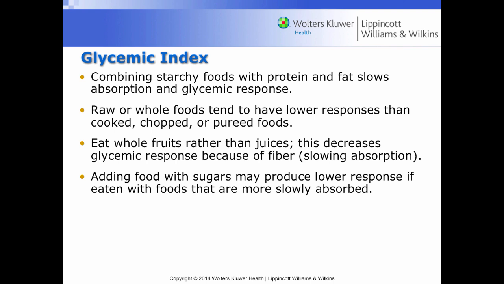Eating whole fruits rather than juices. When you drink juice, you're getting all the sugar and none of the fiber. And when you eat fruit, you're actually getting far less sugar per volume and all of the fiber. Okay, and the fiber is going to slow down the glucose absorption. So adding food with sugars may produce a lower response if eaten with foods that are more slowly absorbed. Okay, so again, how are you combining foods?